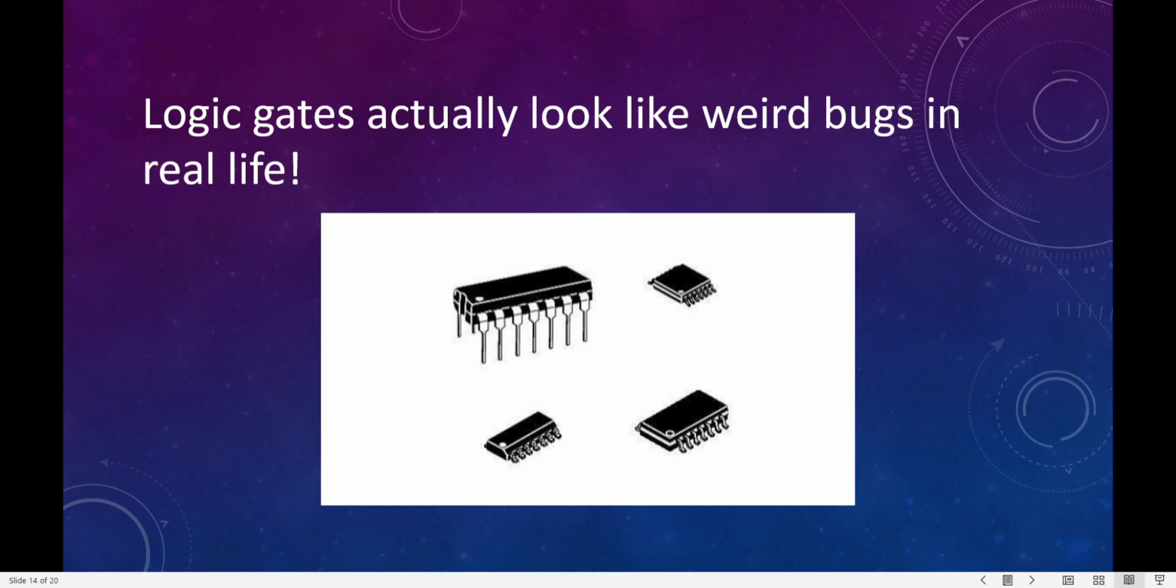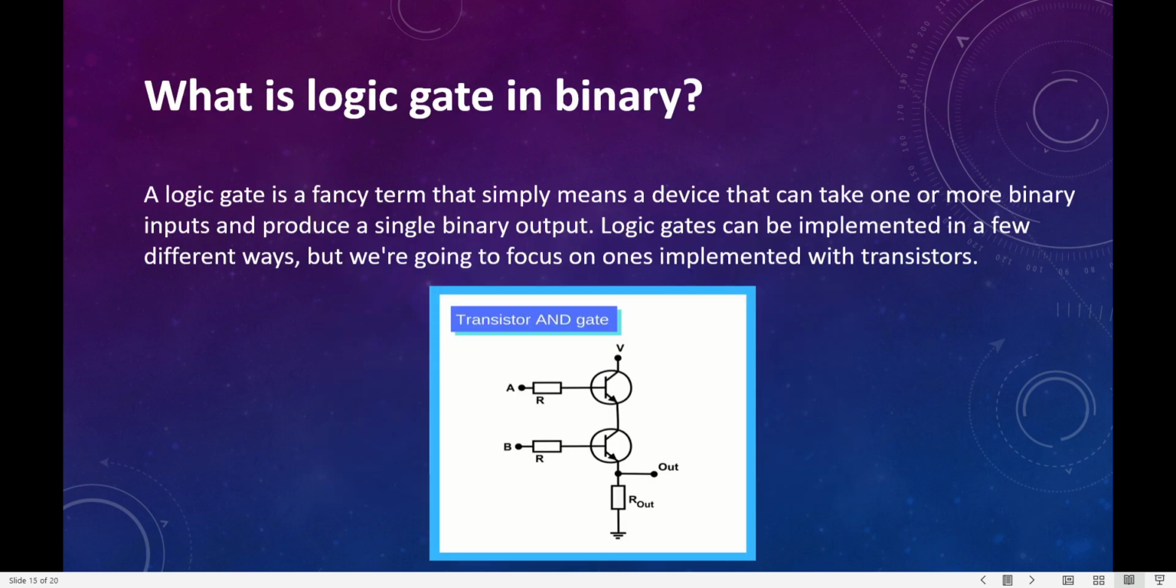Then this is the original look of logic gates, how they actually look in real life, and this is the IC. What are logic gates in binary? A logic gate, in fancy terms, simply means a device that can take one or more binary inputs and produce a single binary output. Logic gates can be implemented in a few different ways, but we are going to focus on ones implemented with transistors.